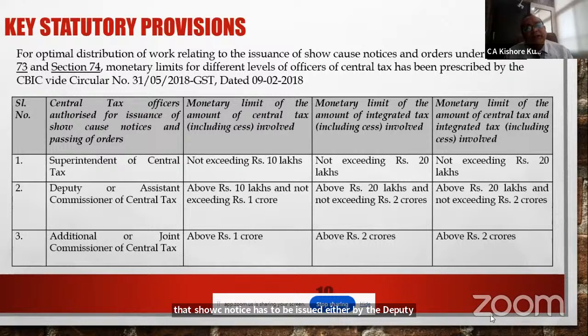Likewise, where the demand is more than 1 crore, then that show cause notice has to be issued either by the additional commissioner or by the joint commissioner of central tax. These limits are doubled in case there is a demand on account of IGST. And if there is a combined demand by CGST and the IGST, then the maximum limits which are there for IGST will apply. Friends, this is a circular which is issued under the CGST Act.